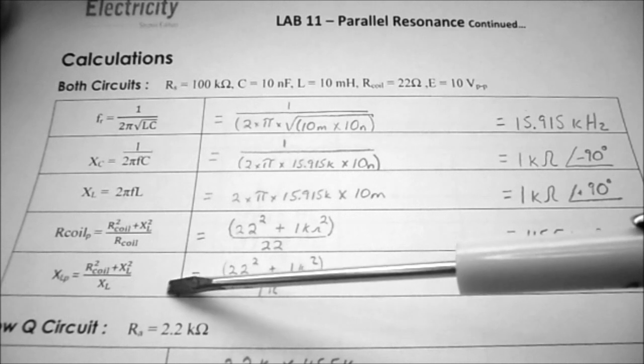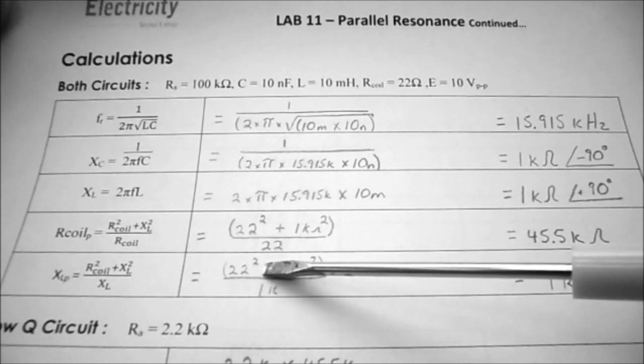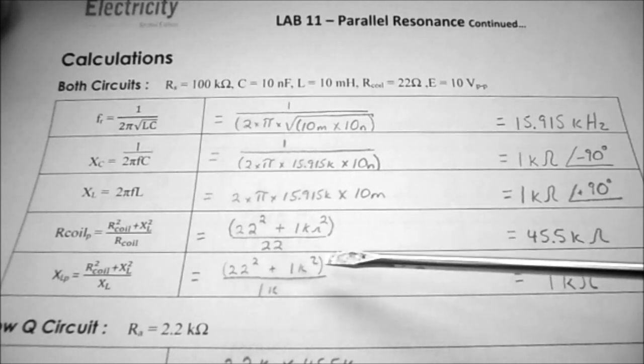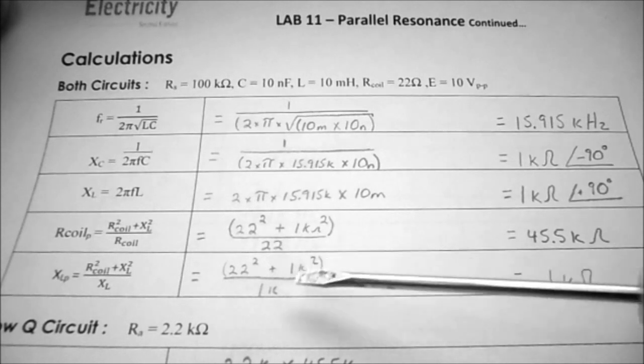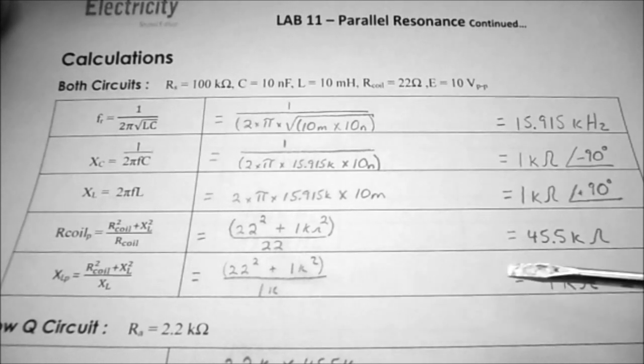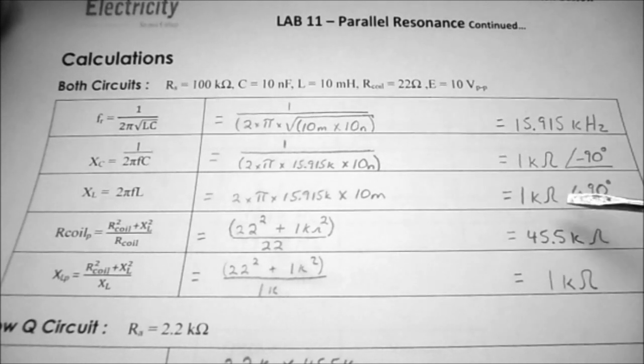Converting XL for the parallel component, it's equal to the 22 ohms coil resistance squared plus the 1K, that was the resonance of XL, divided by 1K, and that equals pretty darn close to the 1K ohms that it was before.